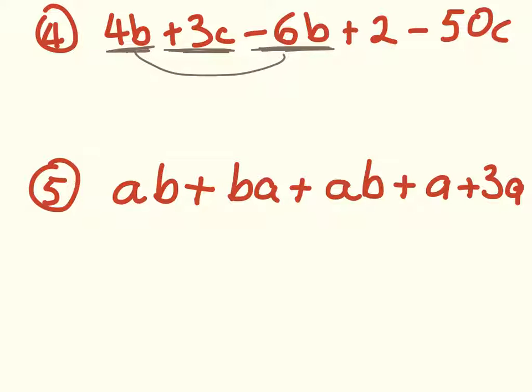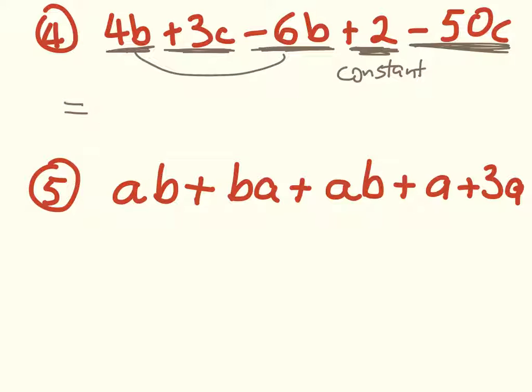So we're going to be linking those. And next I've got a plus 2. So that's a third type of thing in here. I've got b's, c's, and now I've got ordinary old numbers. And we call those constant terms when we're doing algebra. And lastly I've got take away 50c. So in my answer I'm going to have some b's, some c's, and some constants.